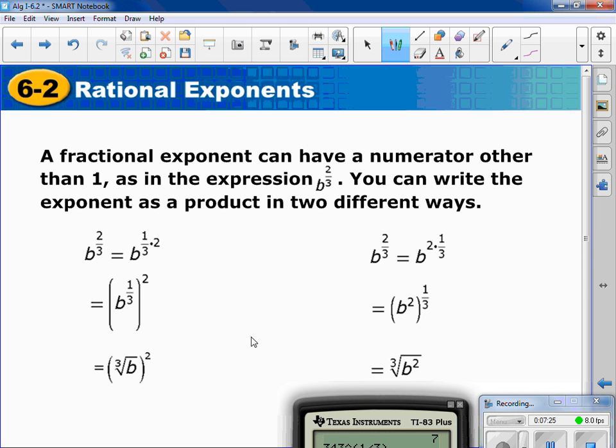Now looking at it, how do I get from here to here? What number goes where? So the denominator goes for the radical. The denominator is your root. The numerator is your exponent. That's the way fractions work.